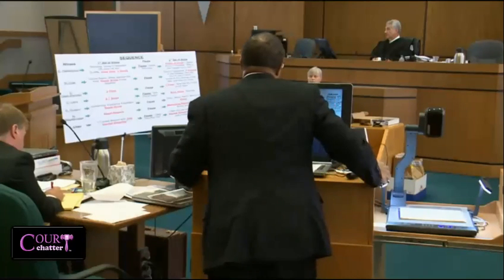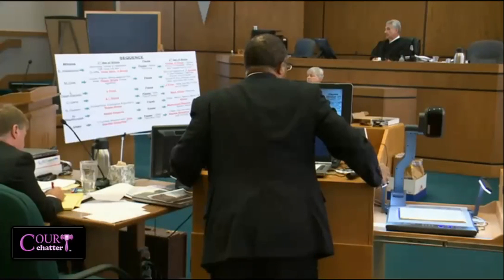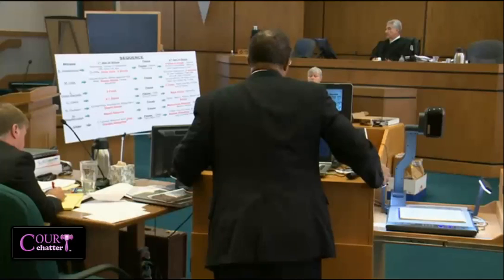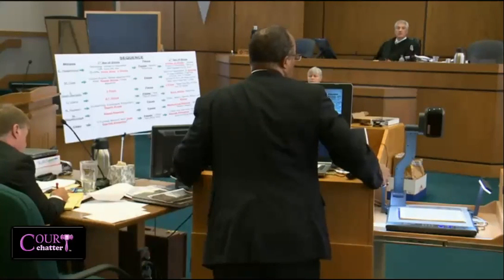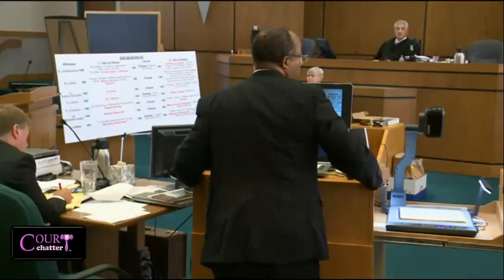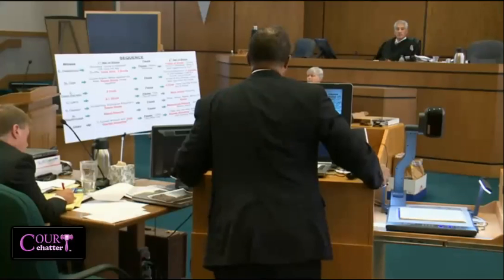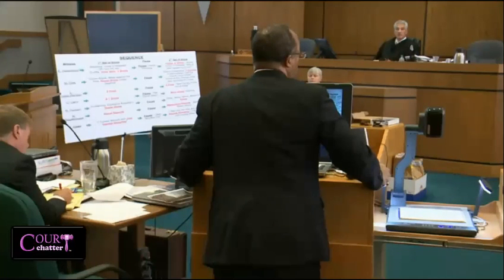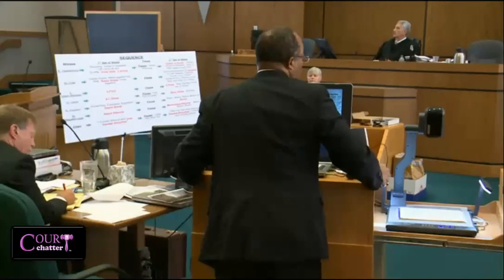Ladies and gentlemen, although the law requires that you must follow the court's instructions and consider all of the instructions that the court has read you concerning the different levels of homicide that are presented to you in this case, second and voluntary, it's our position that there is more than enough evidence to prove that this defendant committed first-degree murder.